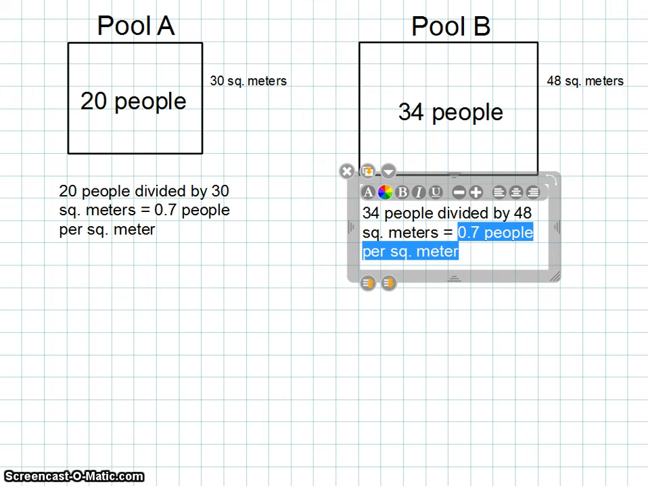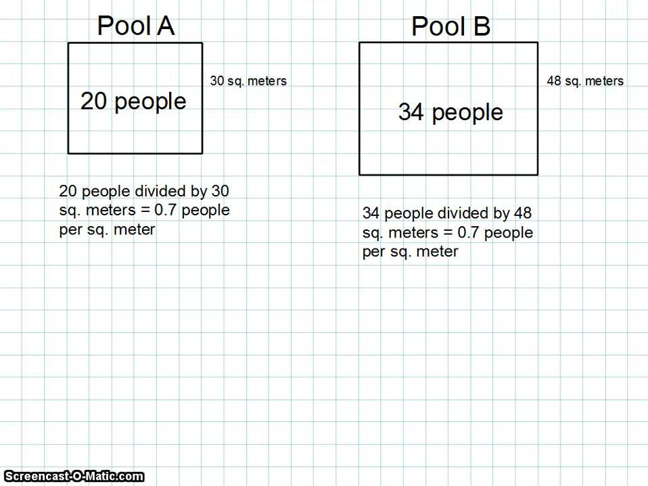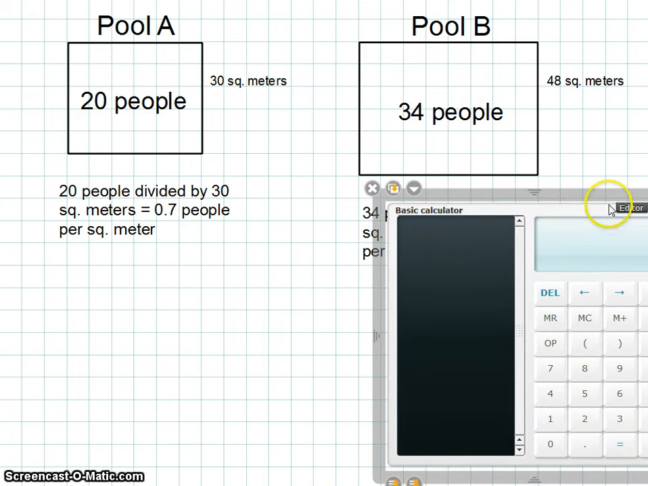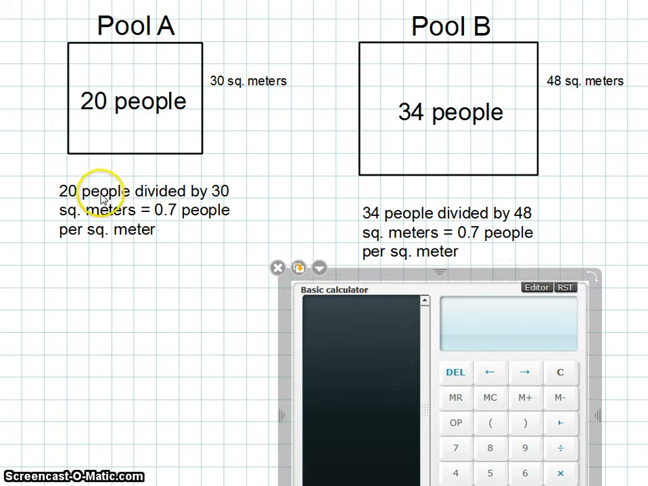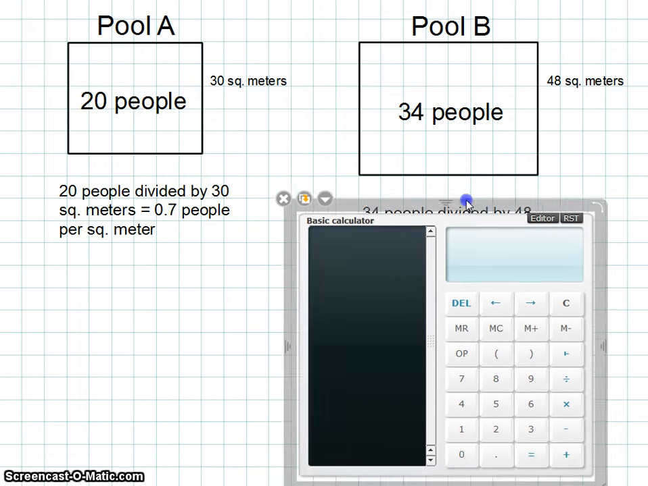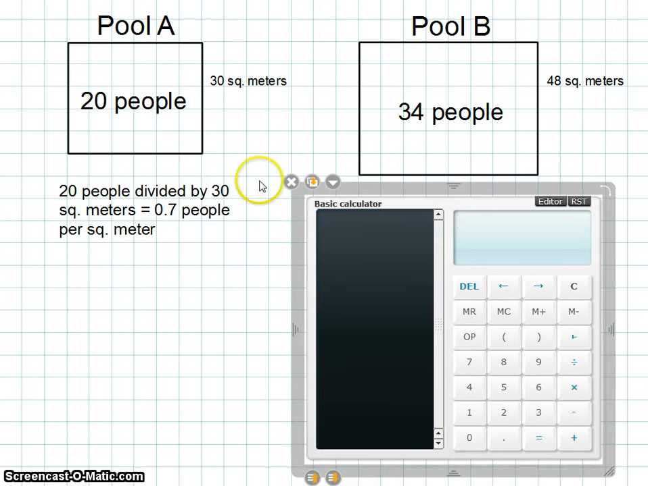Now, I'm just going to take out a calculator again. So again, I'm just going to show you what the actual number looks like when we do 20 divided by 30. So this number sentence here, 20 divided by 30 equals, so that's the actual number, right?